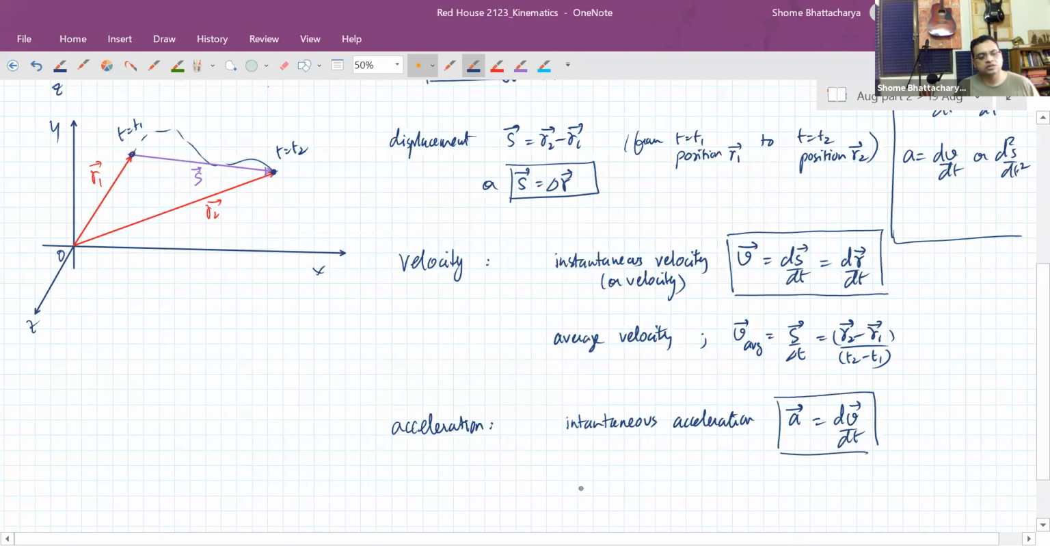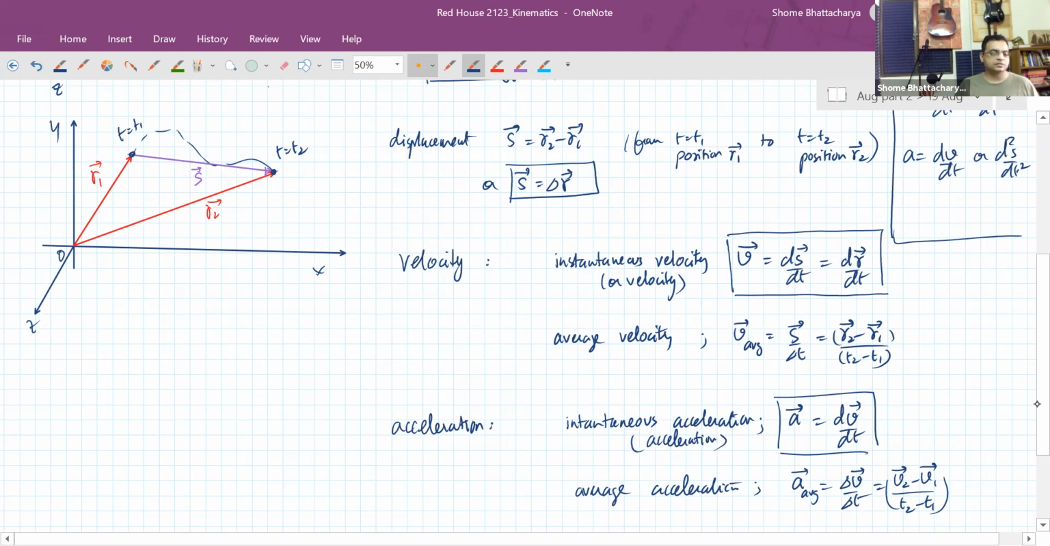And once in a while, we also need to understand the term average acceleration, though not very often. For that, we have the separate symbol a average. It is equal to delta v by delta t. That is the average rate of change of velocity with respect to time. So v2 minus v1 upon t2 minus t1. Generally, as I said, we're talking about acceleration as the instantaneous acceleration and not average acceleration.